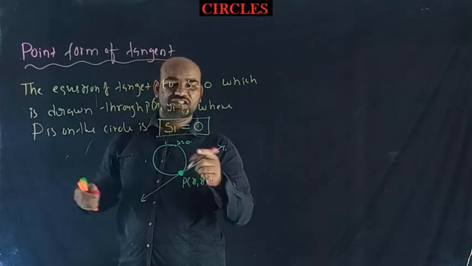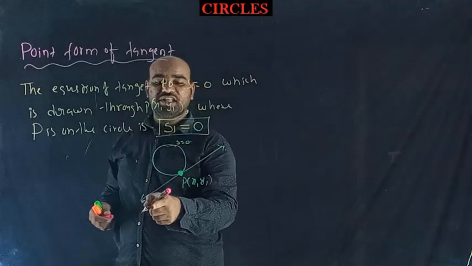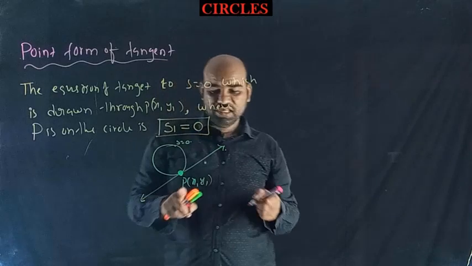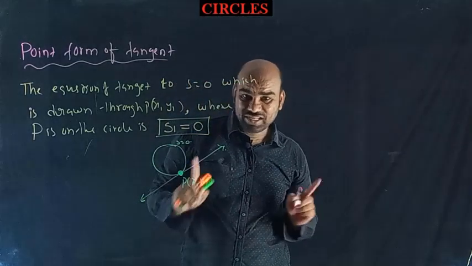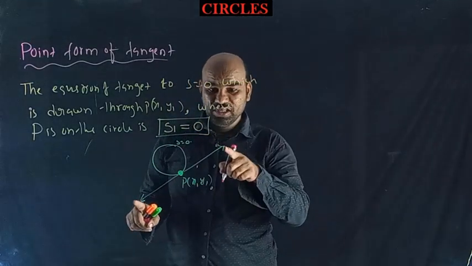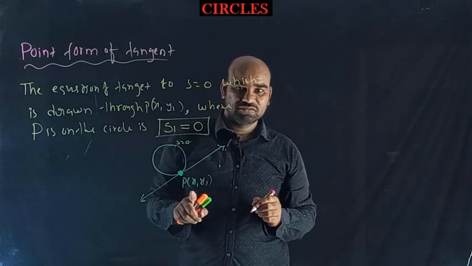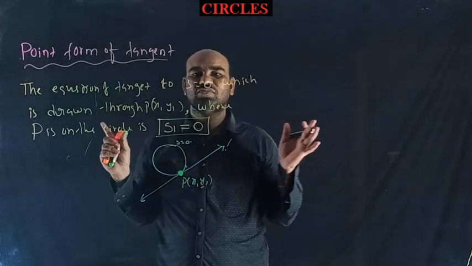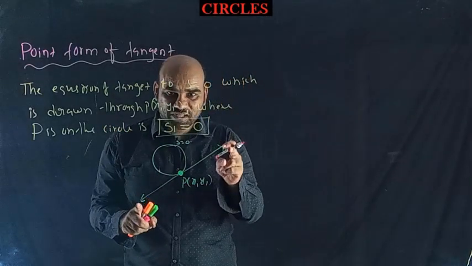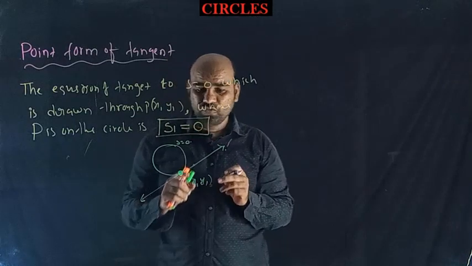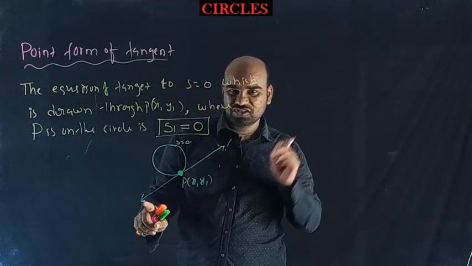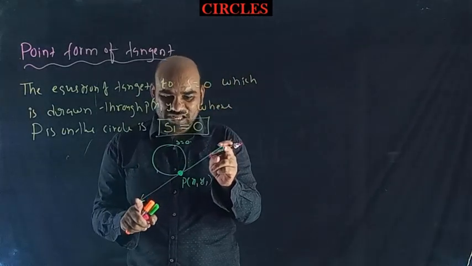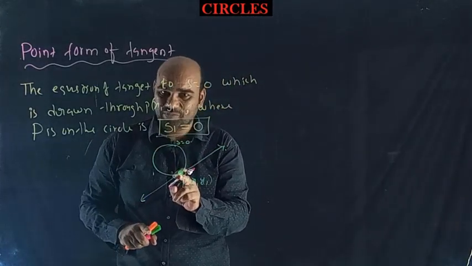Okay students, this is the circle S equal to 0, this is a tangent, this is the point of tangency. Now we want to find the equation of the straight line. A point on the straight line is given. What do you require? We want its slope. By using point-slope form, we can find the equation of this line. How to find the slope of this line? Application of the differentiation concept. The slope of this tangent is nothing but the slope of this curve at this particular point.